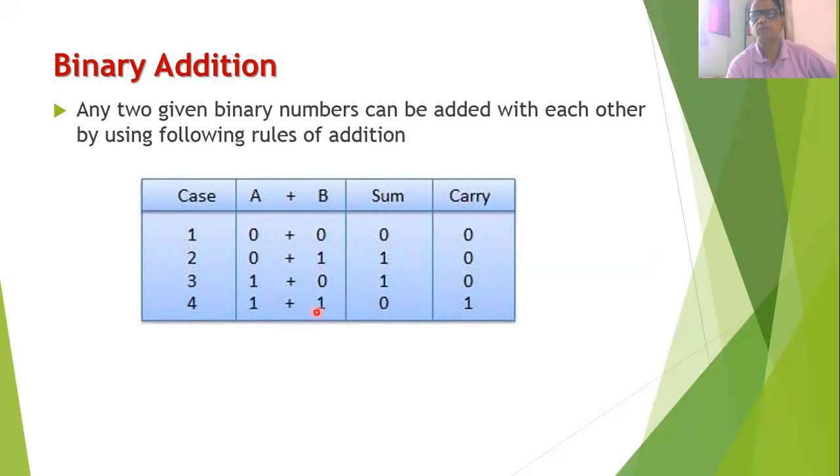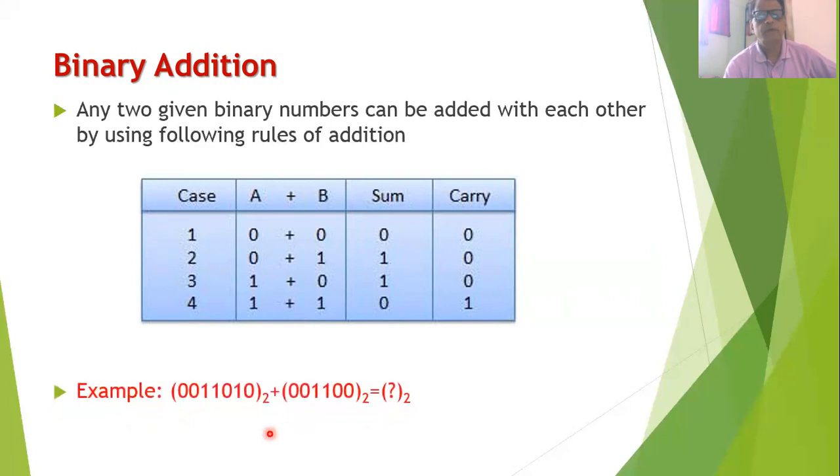When both the bits are 1, that is 1 plus 1, in that case the sum will be equal to 0 and the carry will be equal to 1. So in all these four cases, the carry is equal to 1 only when both the bits are 1. That is, whenever we are asked to add two binary bits and both the bits are 1, then 1 plus 1 is always equal to 10. That is, the sum bit is 0 and the carry bit is 1.